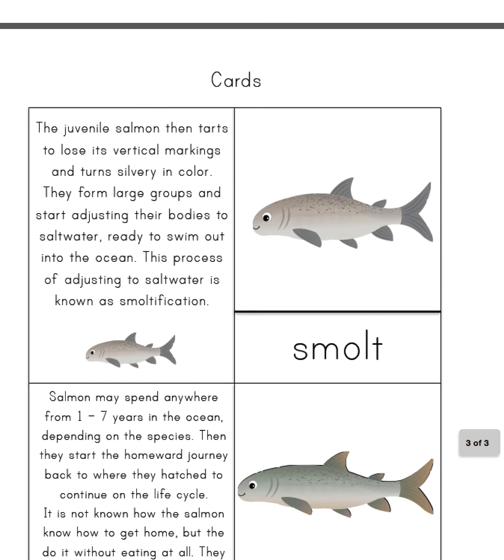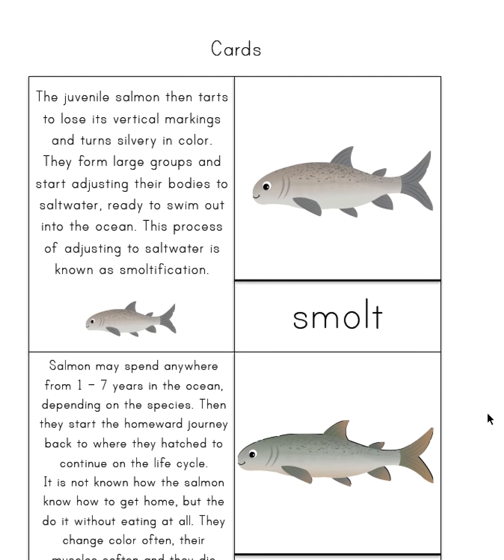This is the next stage, the smolt. The juvenile salmon then start to lose its vertical markings and turns silvery in color. They form large groups and start adjusting their bodies to salt water, ready to swim out into the ocean. This process of adjusting to salt water is known as smoltification. That's where we come up with the word smolt.